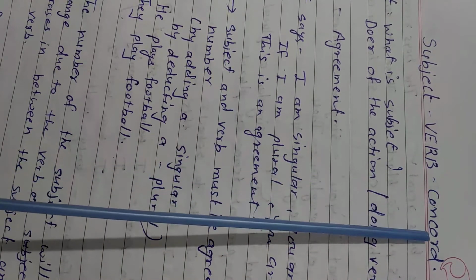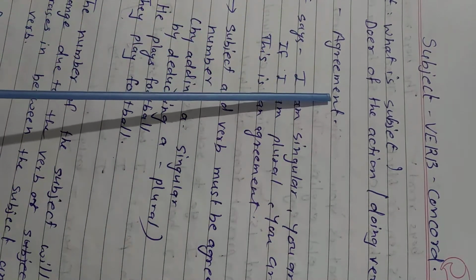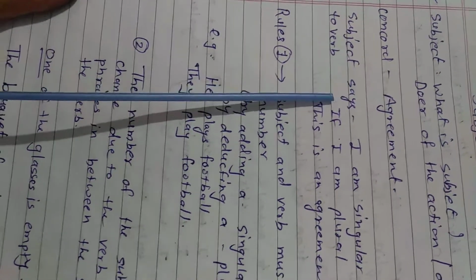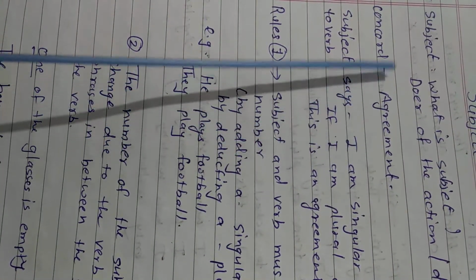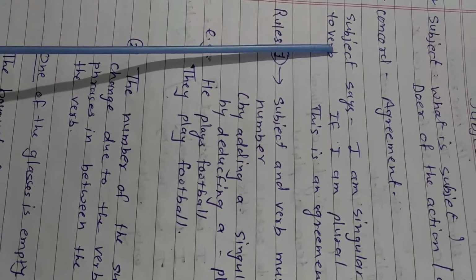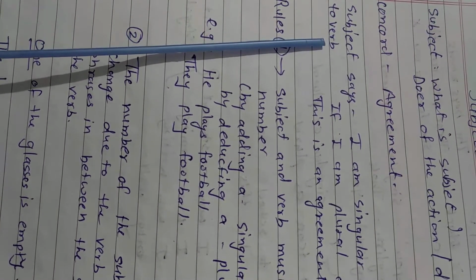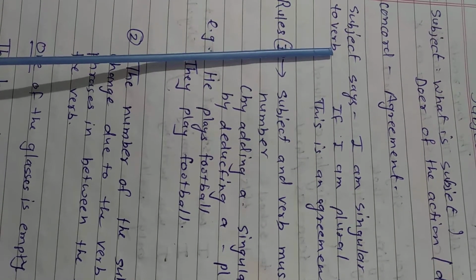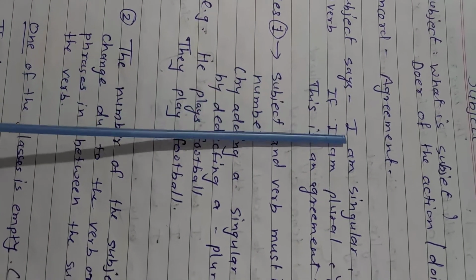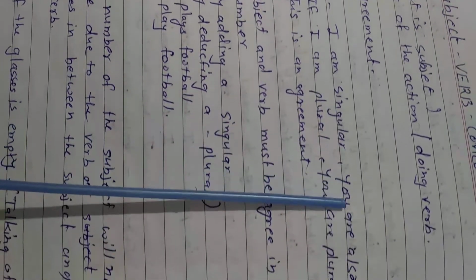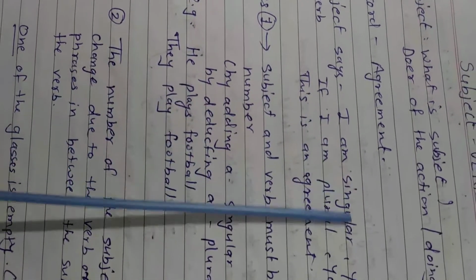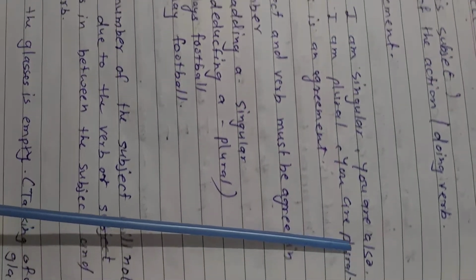Now what is the meaning of concord? Concord means agreement. So what is an agreement between subject and verb? Now learn it very properly. It is actually an easy topic, but you may consider it a difficult topic, so learn it well. What does the subject say? I am singular, so you are also singular. Both have to be singular.